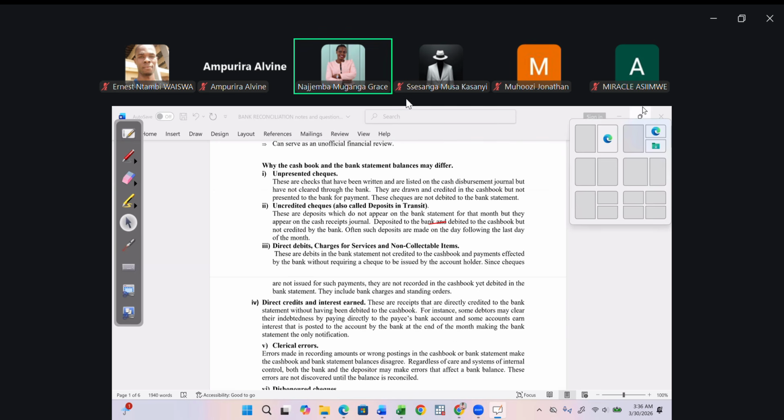So let's go back to the causes of the different balances between the cash book and the bank statement. One is what we call unpresented checks. Are we together? Unpresented checks. These are checks that have been written and listed on the cash disbursement journal, but have not yet cleared through the bank.